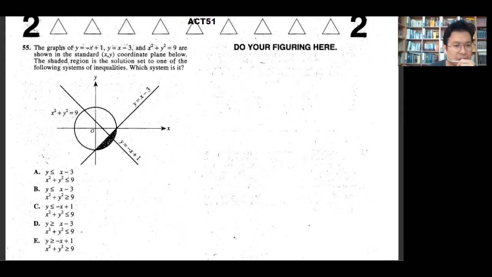55, which system? This one. So inside of the circle means this one, this one, this one. So these 3 are inside the circle, and then below this is x minus 3. Below is x minus 3. Below, so which is good.